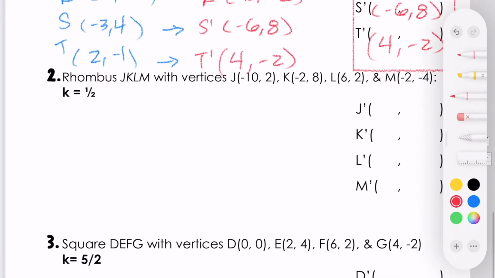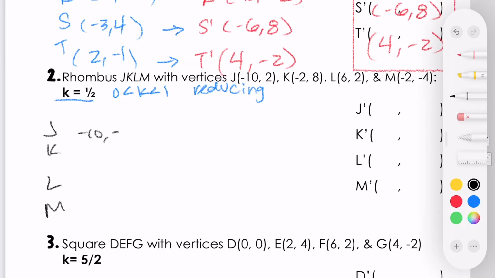All right, so number 2, you're seeing a fraction, you're like, oh my God. Don't worry, it's okay. Now, when your k value is a half, that means it's between 0 and 1, which means we're going to be making it smaller. Think about it: if you're halving something, then you are going to make it smaller. So we've got J, K, L, and M. We've got (-10, 2), (-2, 8), (6, 2), and (-2, -4).